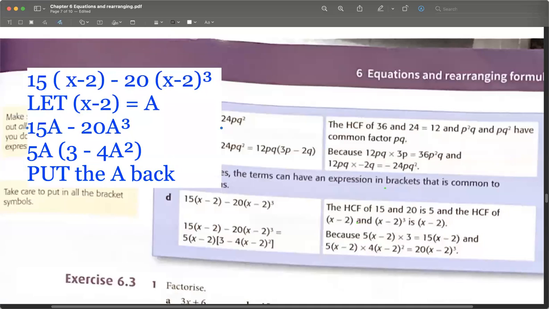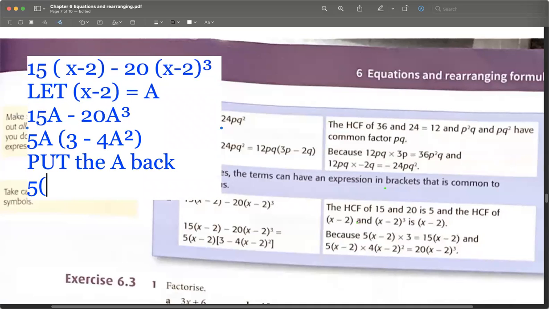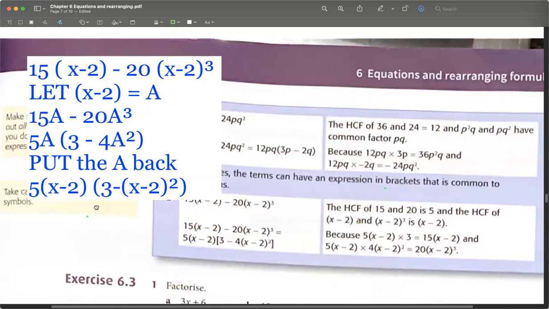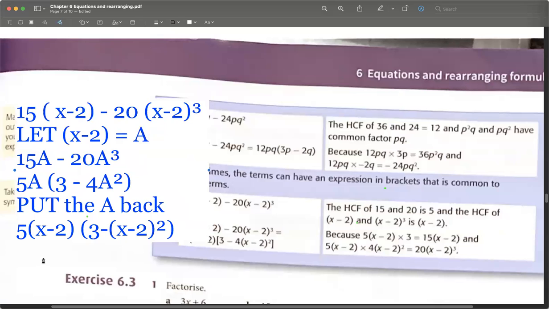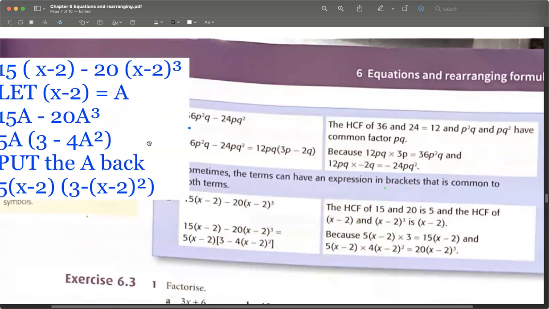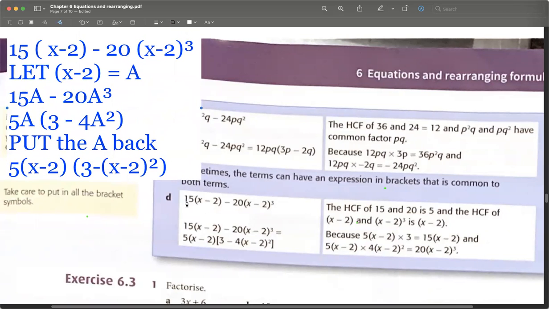Then I put the A back, meaning that I put x minus 2 into A again. So I get 5(x minus 2). Just write the same thing and replace your A with the bracket we changed earlier, and you get this version. It looks really complicated, but the concept is fairly simple. When we take it out and put it back in, it's easier to see. Because here they want you to see it directly, which I find quite difficult, unless you can see it, then you can immediately take it out like how they did it here.